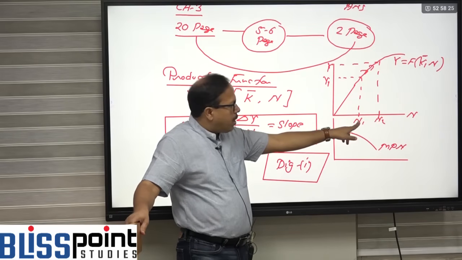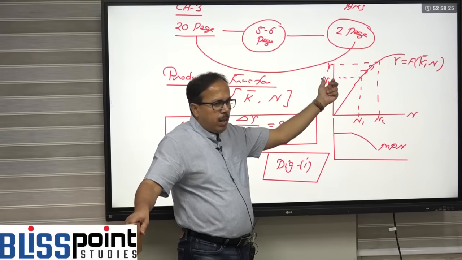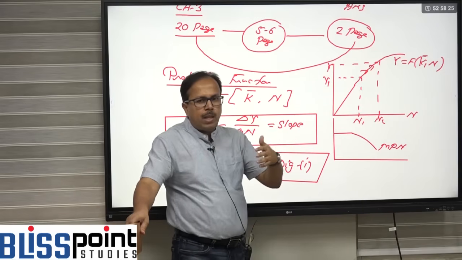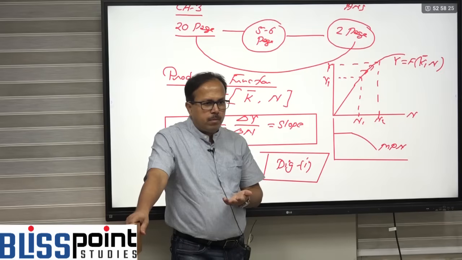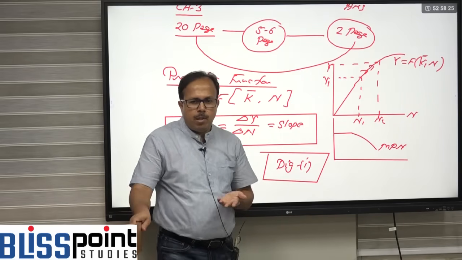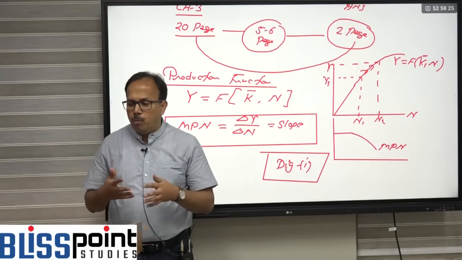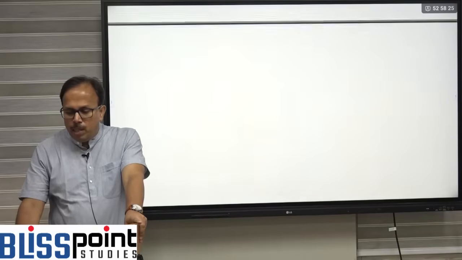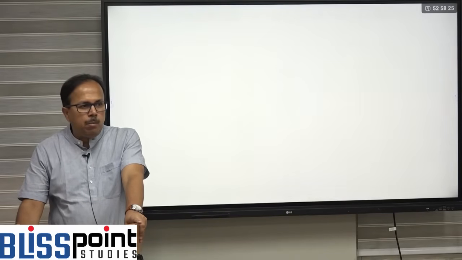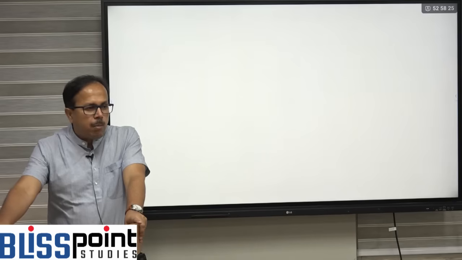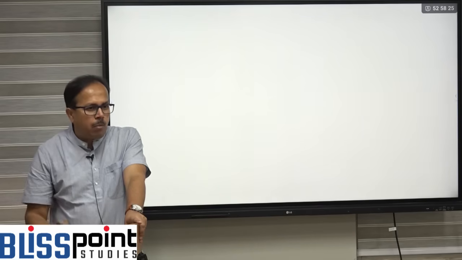So if employment is N1, then output will be Y1. If employment is N2, then output will be Y2. Now the next question is what determines the employment, because employment will determine output. In the market, employment will be determined by two sides: labor demand and labor supply. The equality of demand and supply will determine the employment.